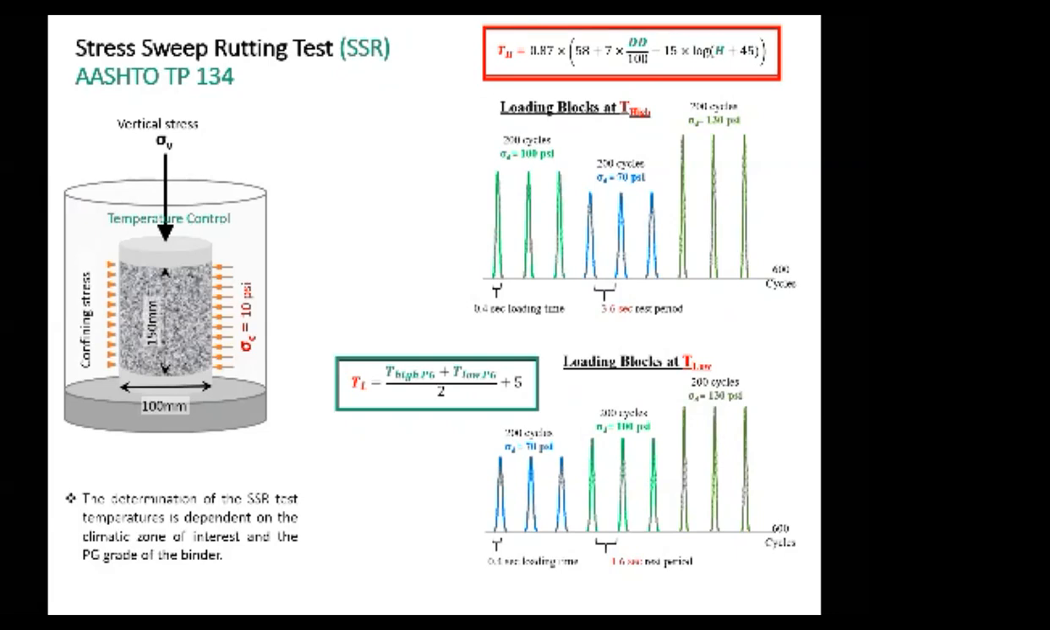Now, the determination of the test temperatures is dependent on the climatic zone, because we're looking at degree days at T high. PG grade of the binder is also important to determine these testing temperatures. So we're going to confine the specimen with 10 psi, and we're going to be applying sinusoidal cyclic waves in different blocks and measuring the viscoplastic strain that accumulates as we test all 600 cycles at 2 temperatures.